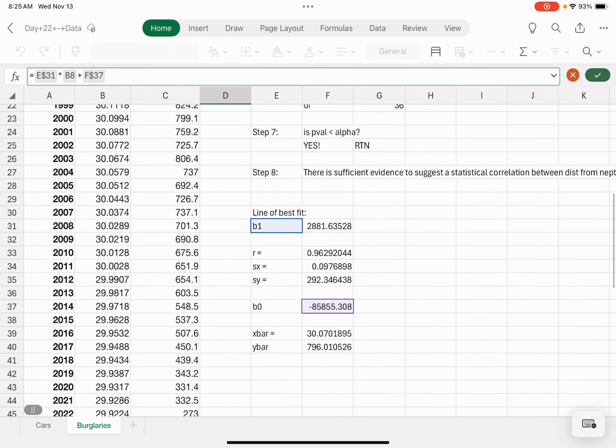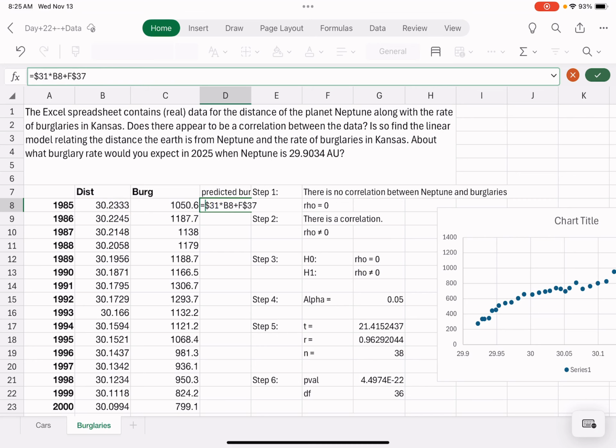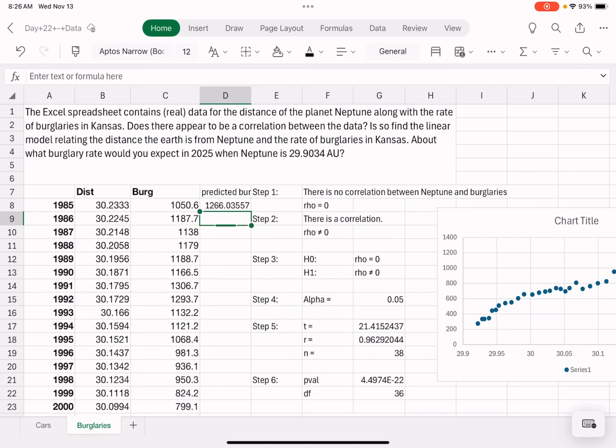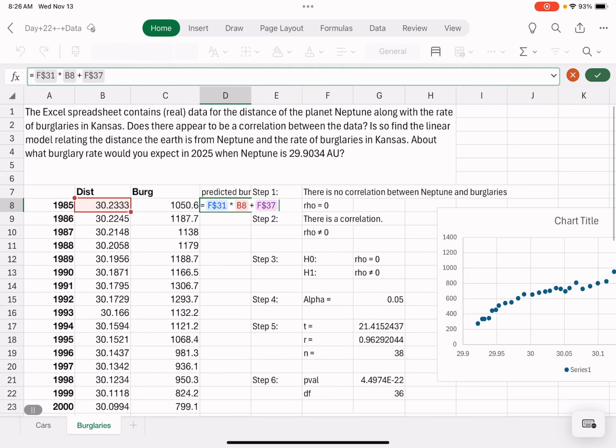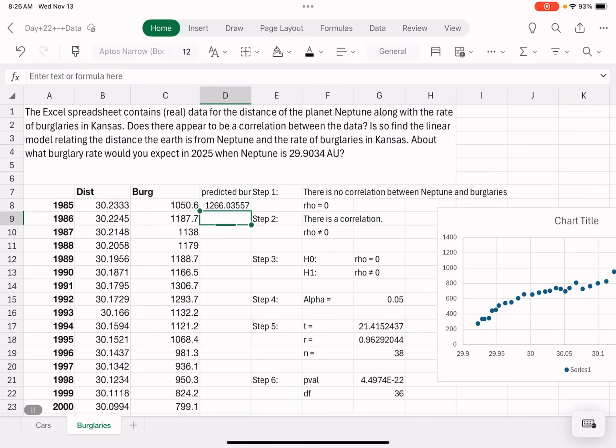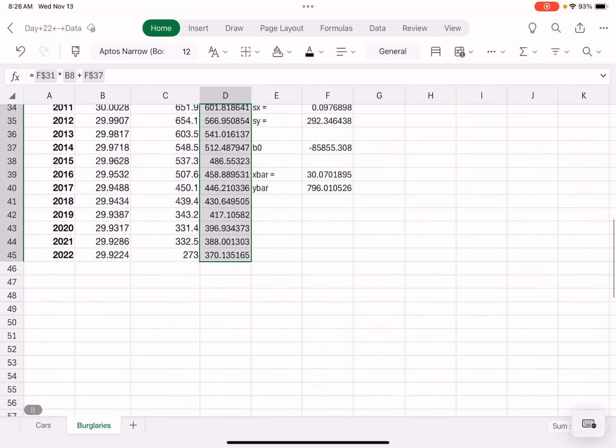That looks good. Oh, look at B. I want this to be F. Okay, F. All right. Let me make sure it's referencing the right cells. Yeah, that looks good, and the dollar signs are in place. I'm going to fill down. There it is. Very good.